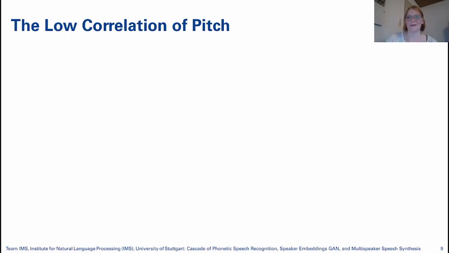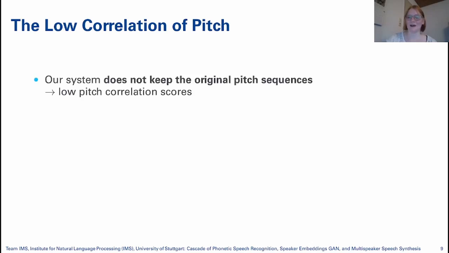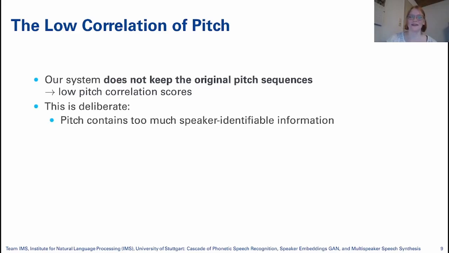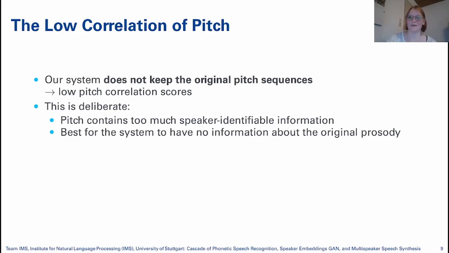Okay, let's go back to the low correlation scores that we got for pitch. So it is obvious why we have those low correlation scores, because we are not using the original pitch sequences in any way in our synthesis. And this is actually a deliberate choice that we made, because we saw that pitch still contains some information about the speaker that makes them identifiable. And we saw also that it is best for our system to have no information at all about the original prosody of the speech, in order to make it more privacy preserving.